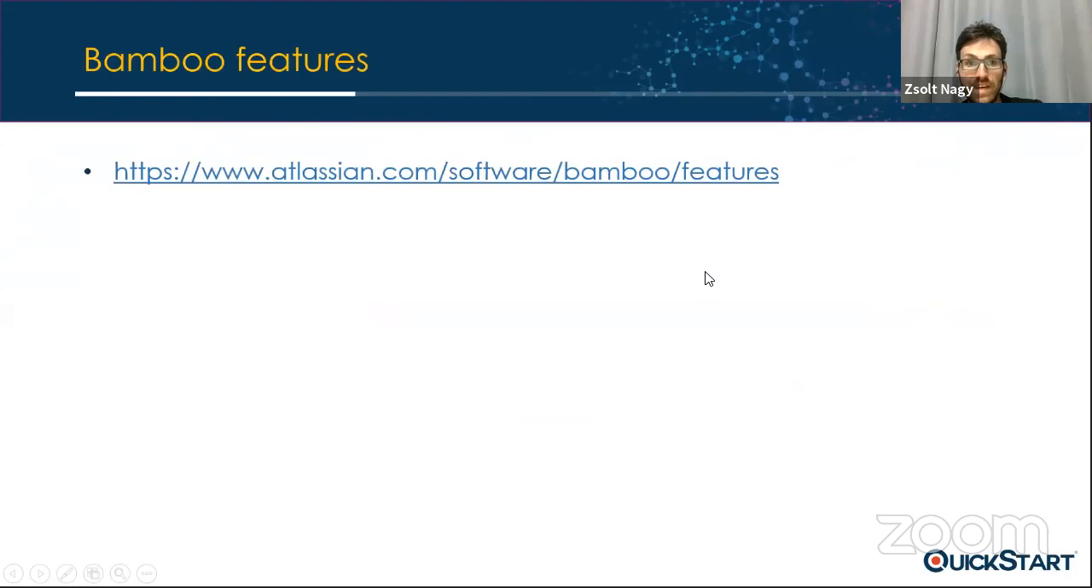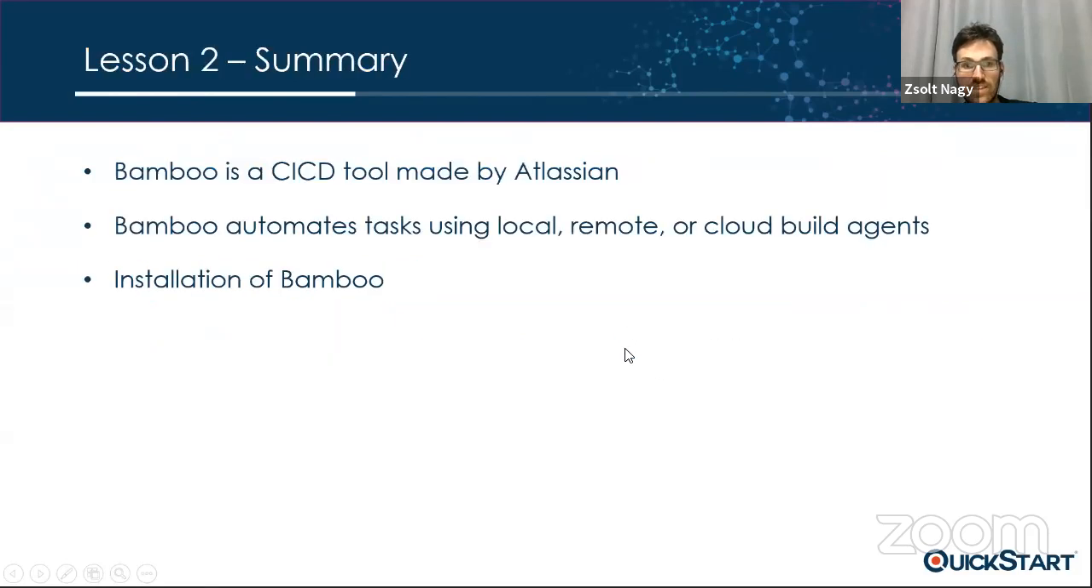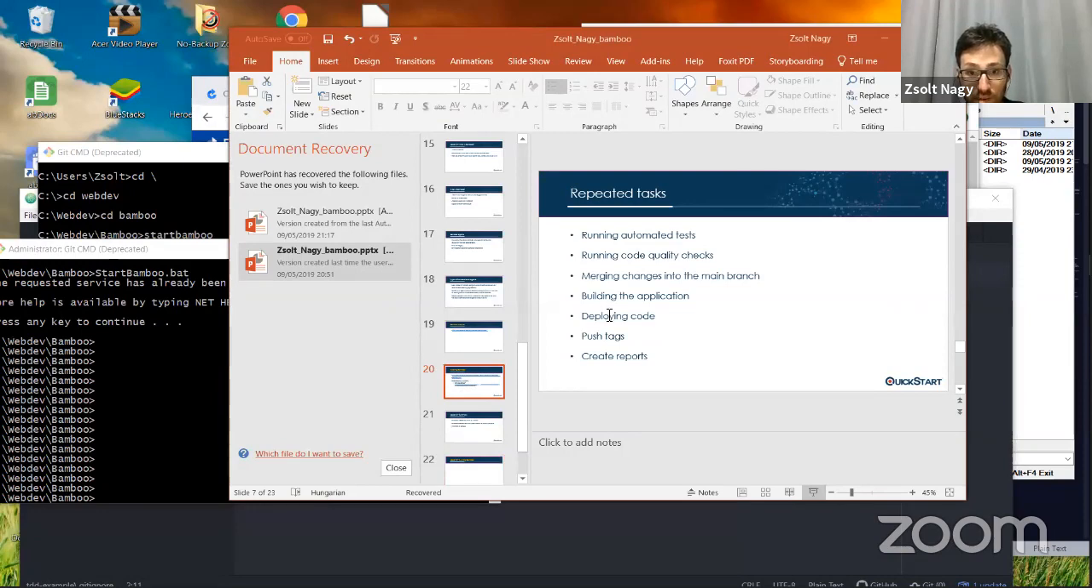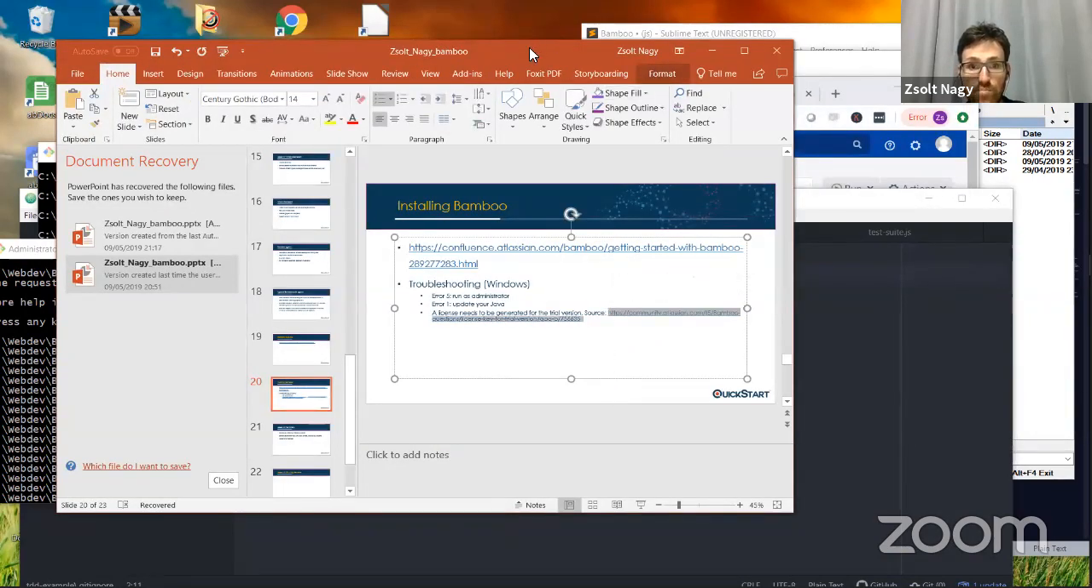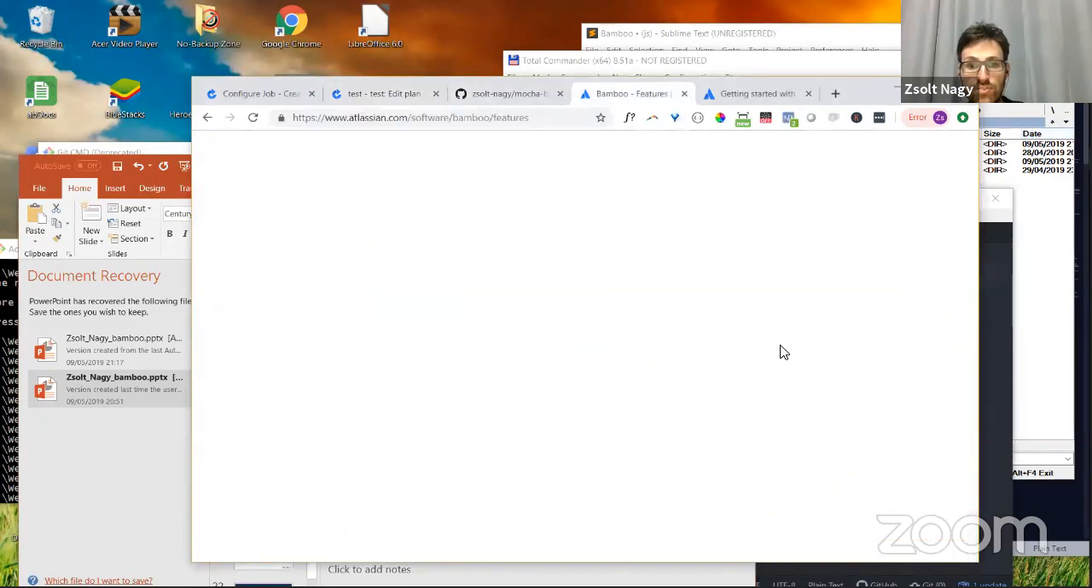Because I don't want to jump back and forth between the slides, I will just highlight your attention on error 1 and error 5 in the installation, which are typical errors. Error 1 is about update your Java. Error 5, run as administrator. So these 2 typical errors are the ones that I will also show you quite soon about the problems with Bamboo installation. So before showing you Bamboo, let me walk you through the main features.